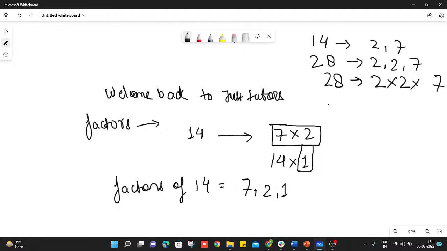Okay, so the factors of 14 are 2 and 7. Factors of 28 are 2, 2 and 7. So the common factors are 2 and 7. Common means which are the numbers which are factors of 28, which are factors of 14 as well.